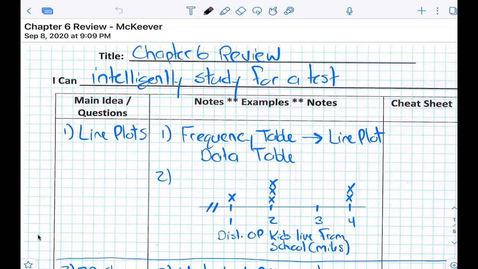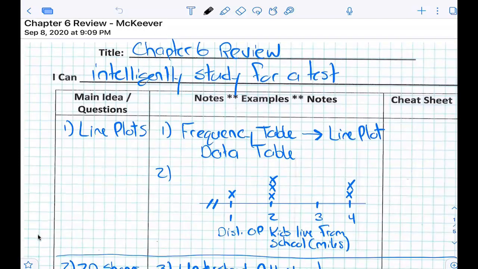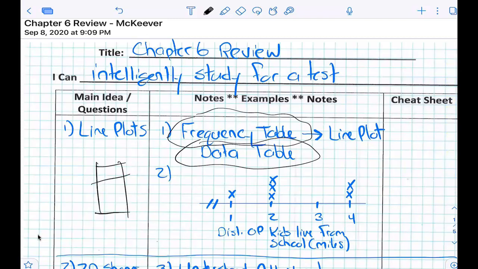Okay, so we had 7 lessons in Chapter 6 Geometry, yes? Chapter 6, Lesson 1 was on line plots. Do you guys remember us talking about frequency tables? Frequency tables can also be called data tables. I've never told you that before. Frequency tables actually are like tables that have lots of data in them, like 1, 2, and 3. And then it says you have 1, you have 3, you have 0.